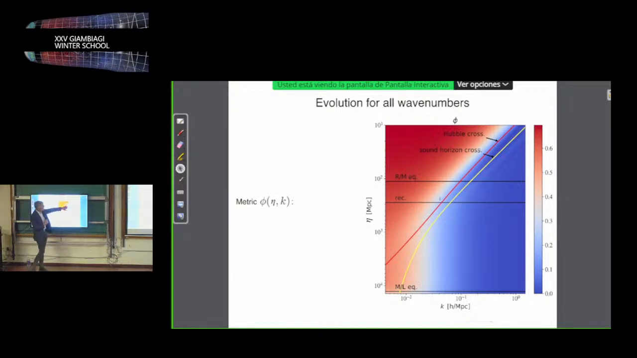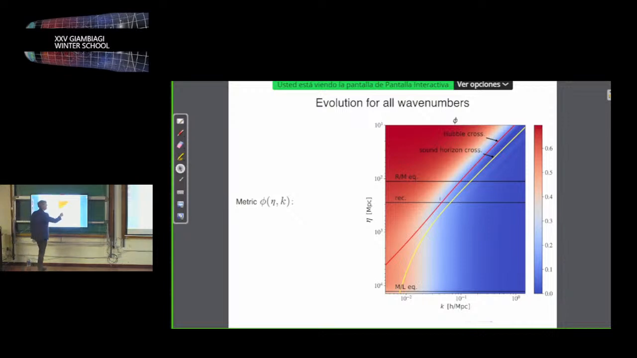Now, the color levels in this plot stand for the value of the metric fluctuation phi, and the value of psi is essentially the same. The color code is here. Red is positive, blue is negative. This is always for the transfer function normalized to R equal 1. And we see that on super-Hubble scales, we have a homogeneous dark blue color, which corresponds to the value of 2/3. This is where the adiabatic initial conditions are taken.